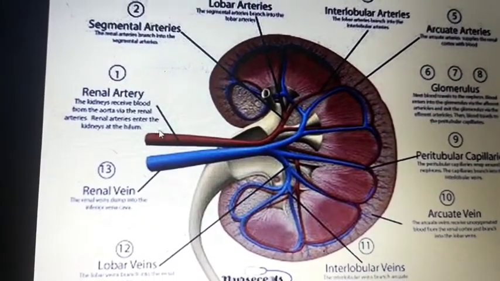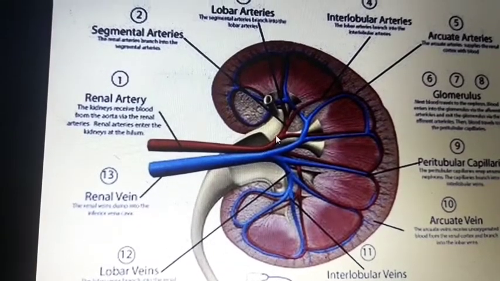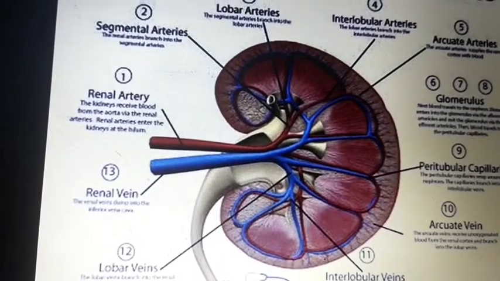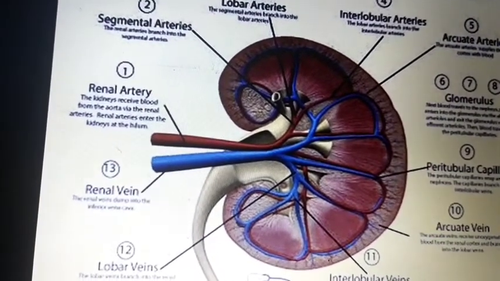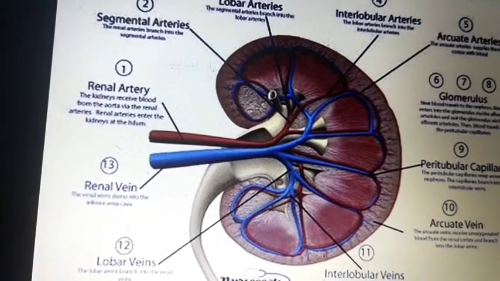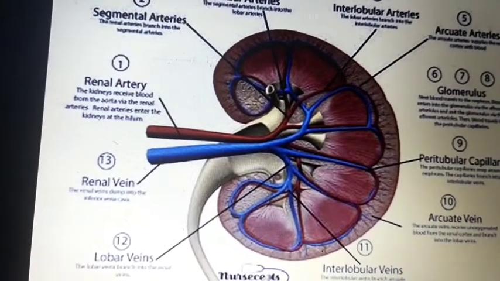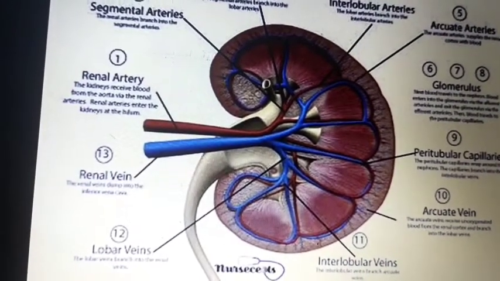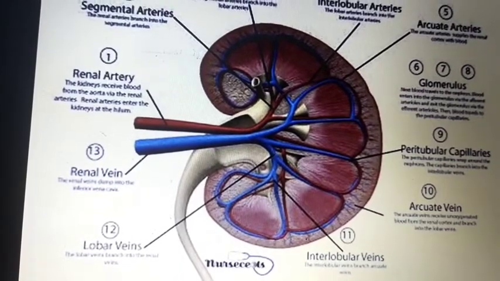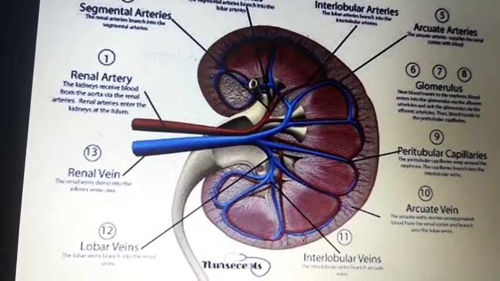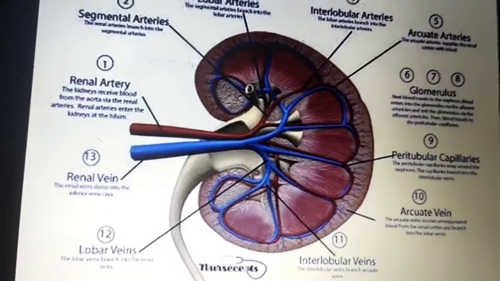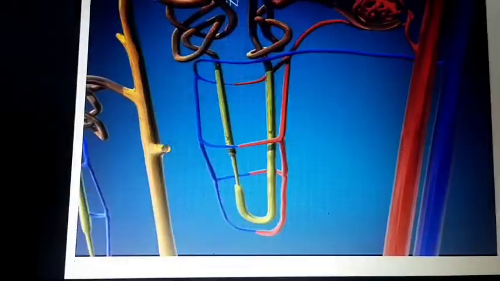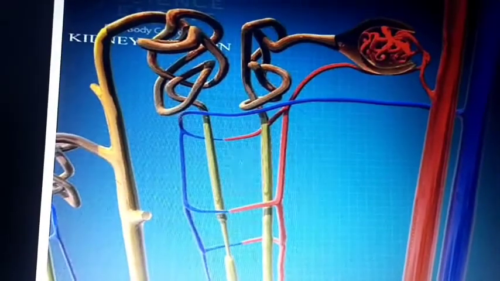How is the blood supply? From the renal artery, it is further divided into the segmental artery, which further divides as the lobar artery, which further divides as the intralobular artery, which further divides as the arcuate arteries. The arcuate artery divides as the glomerulus, efferent arteries, and peritubular capillaries. Then the peritubular capillaries go to the arcuate vein, to the intralobular vein, to the lobar vein, to the segmental vein, into the renal vein. Now we can go for the anatomy of a nephron.